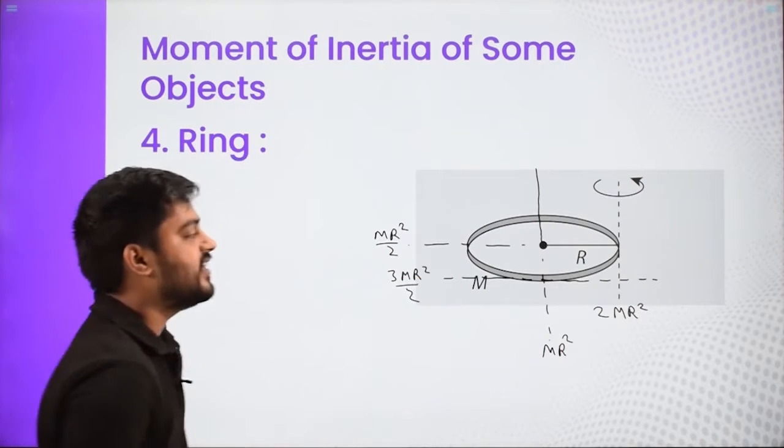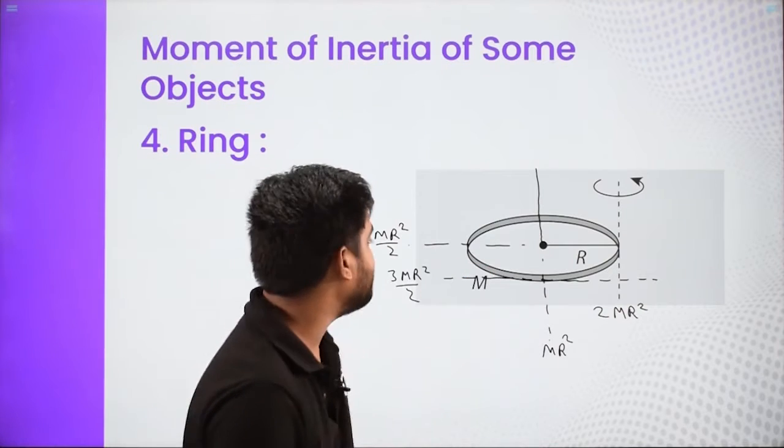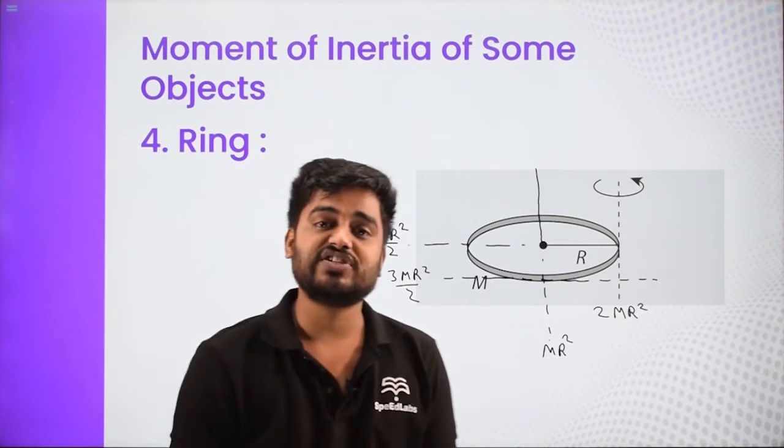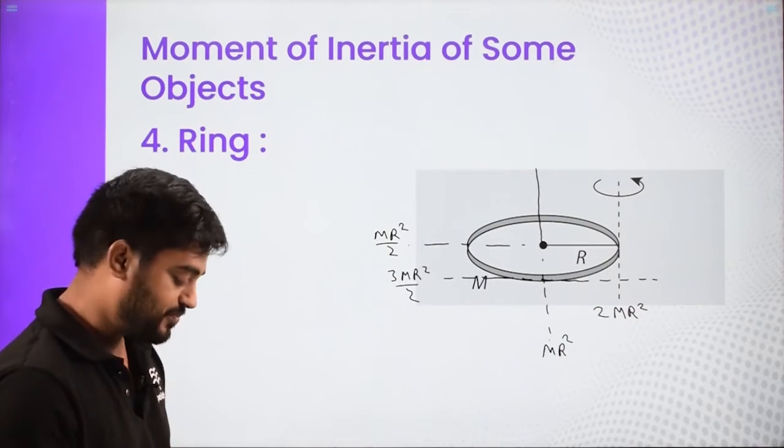So as you can see, it depends on the axis. For the same object, we have different moment of inertia. It depends on what the axis of rotation is. We'll tell the moment of inertia as per that axis.